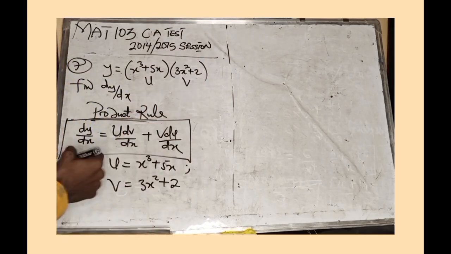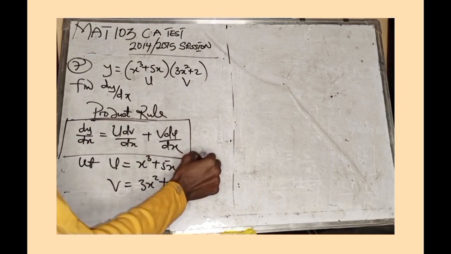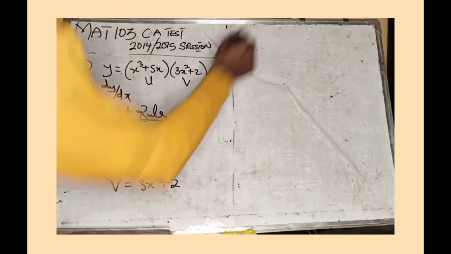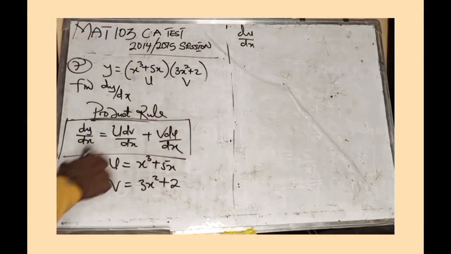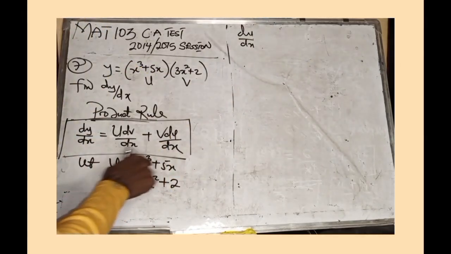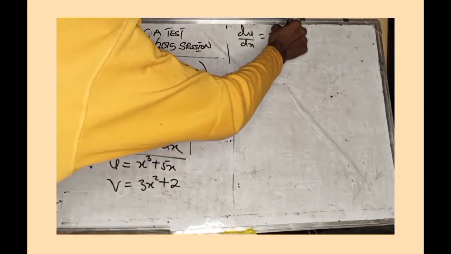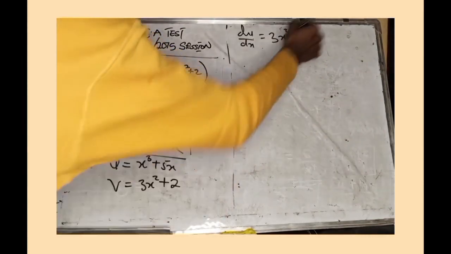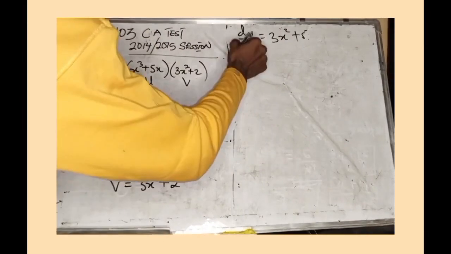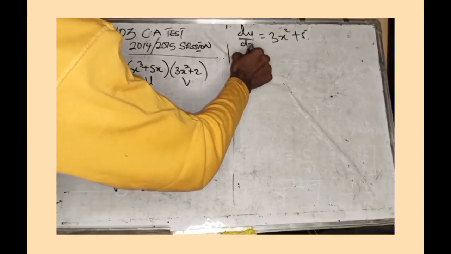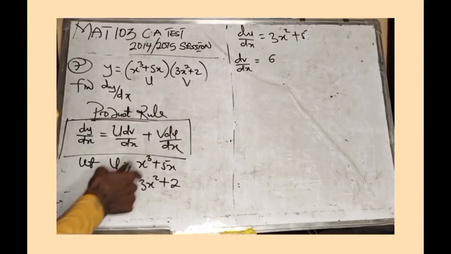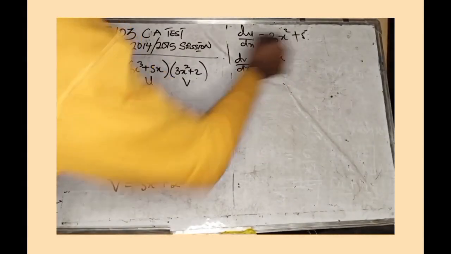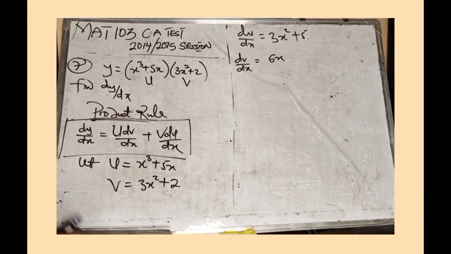Let me just come here now. My du/dx, differentiating this one with respect to x, is going to give me 3x squared plus 5. Now let me do that of the v with respect to x. It's going to give me 6x, because 2 times 3 is 6, then x. This guy is 0 because it does not have x attached to it. So now let's move on.